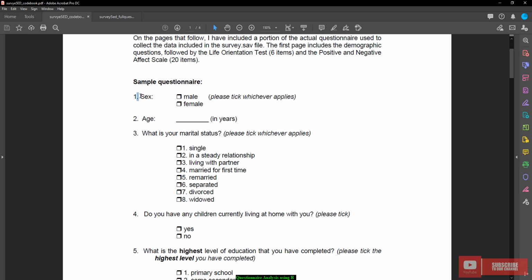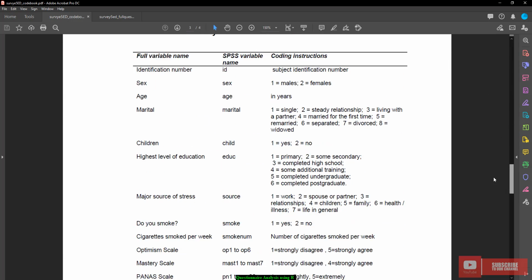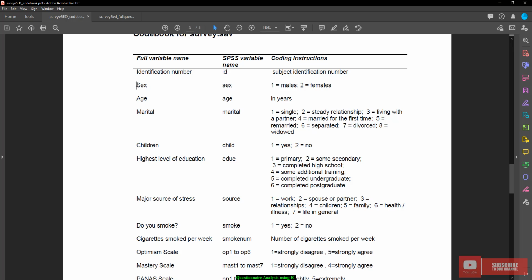Now let's look at the first question. We have male and female. This is a demographic question. So what do we expect from the data set? We are expecting male is coded as 1, female is coded as 2. If we look below, it gives the codebook: sex, gender, male equals 1, female equals 2.